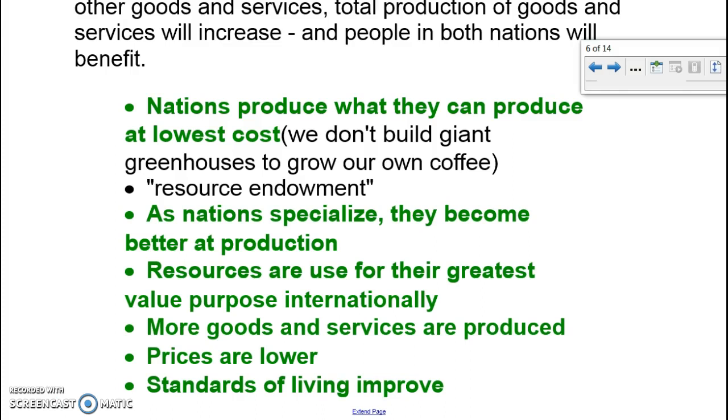So if you have a lot of good land for growing corn, you grow corn. As nations specialize, they get better. So you get better at the things you do, rather than just trying to do everything and not really getting good at anything. Resources get put to their allocatively efficient use or their greatest value purpose internationally. More gets produced, prices drop, and standards of living globally improve.